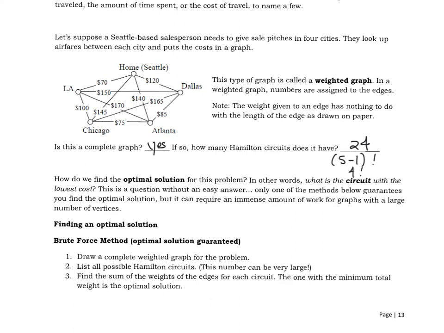Okay, so how do we find the optimum solution for the problem? In other words, what is a circuit with the lowest cost? This is a question without an easy answer. Only one of the methods below guarantees that you find the optimum solution, but it can require an immense amount of work for graphs with a large number of vertices. I'm going to have to make a comment here that with the fact that we have computers now, this would be much easier. But we are going to find 3 different methods here for finding an optimum solution.